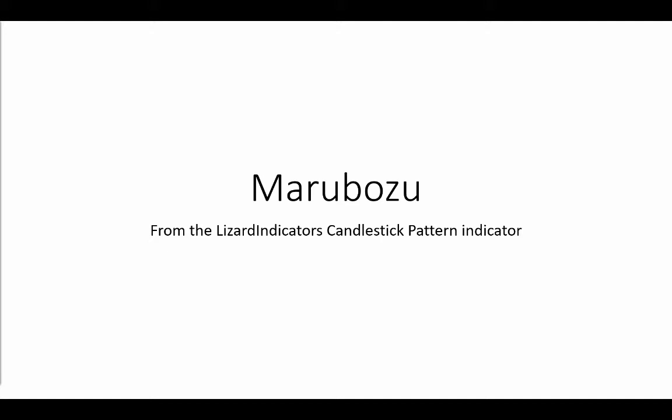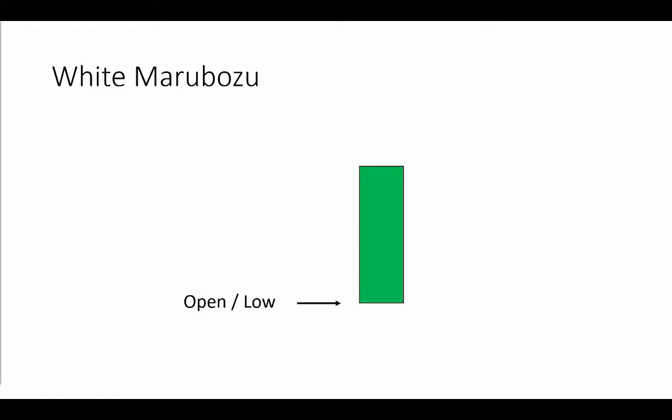The Marubozu is very similar to the belt hole pattern. The only difference is basically that it does not allow for much of a wick at either side of the candle. So for white Marubozu, it means that the candle opened at the lowest price and closed at the high. So the current bar is an up close, obviously, whereas the prior bar has to have been a down close.